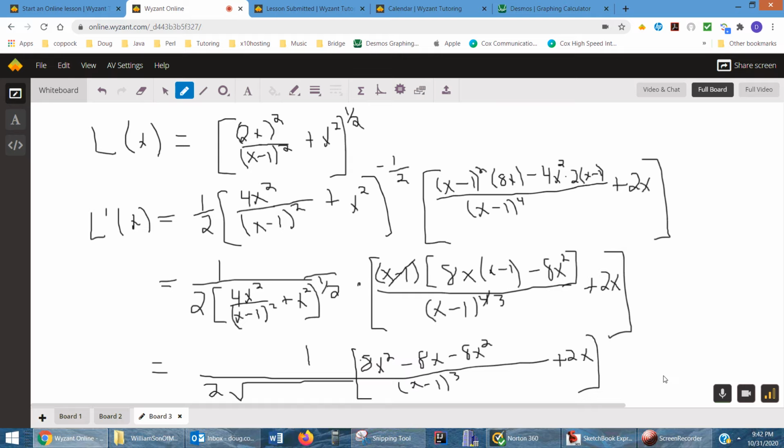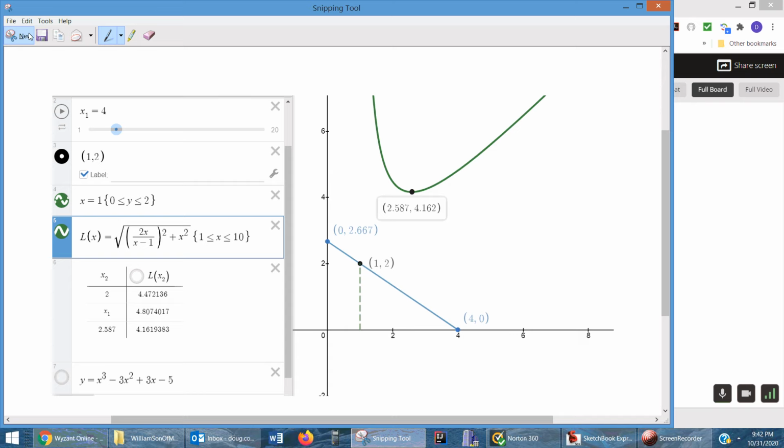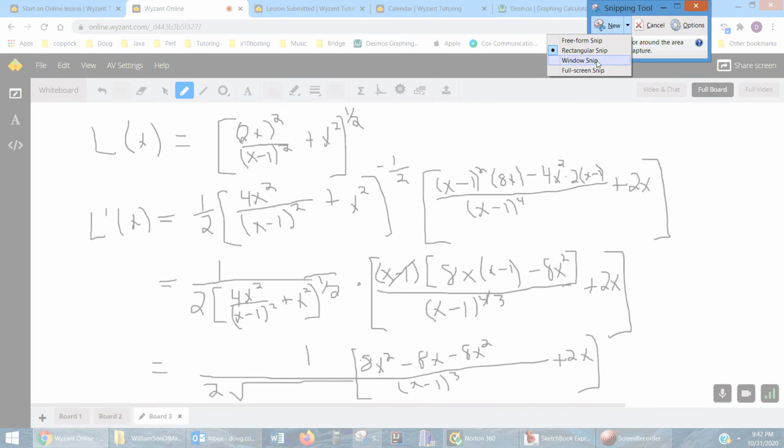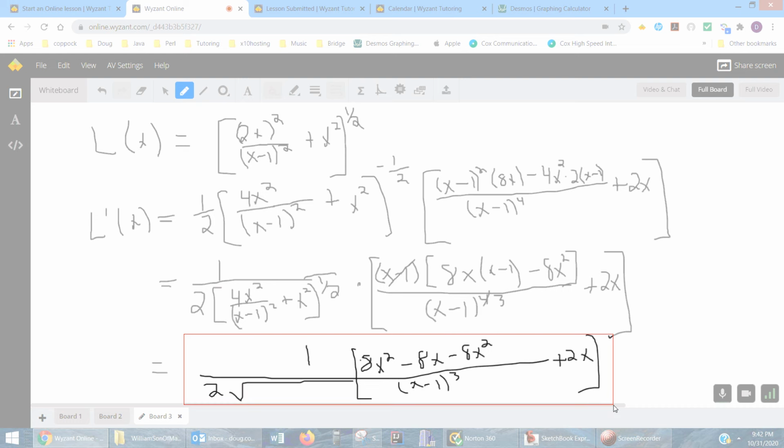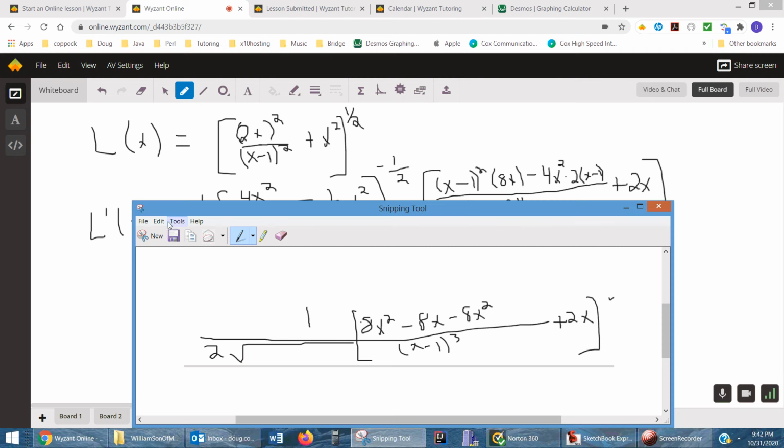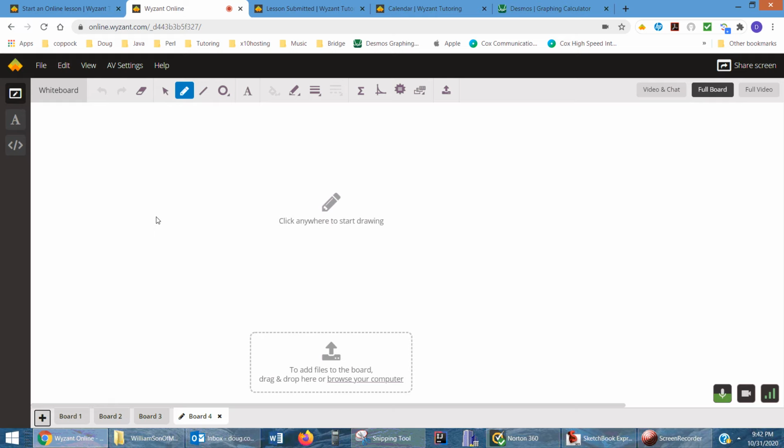Wow. When will this equal 0? Well, it's going to equal 0. Ooh, maybe I better do a little bit more work here. This problem is pretty bad, pretty horrible. Edit, copy. Go to board 3. Finish simplifying.